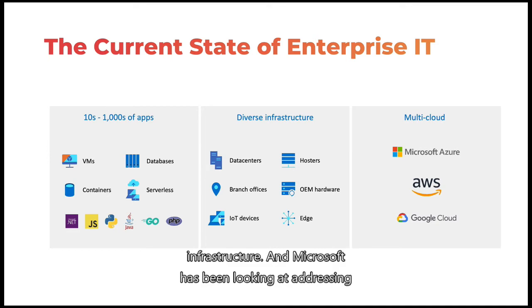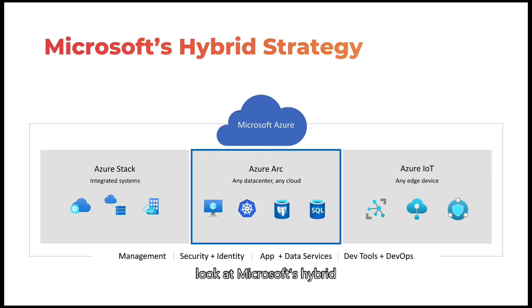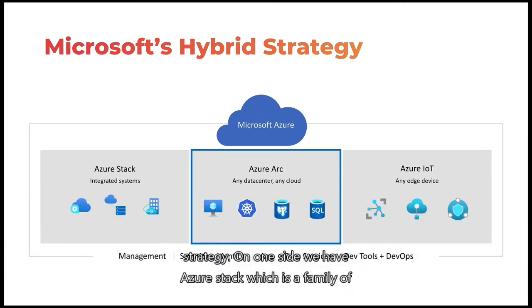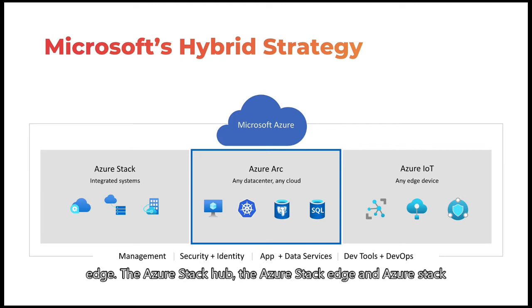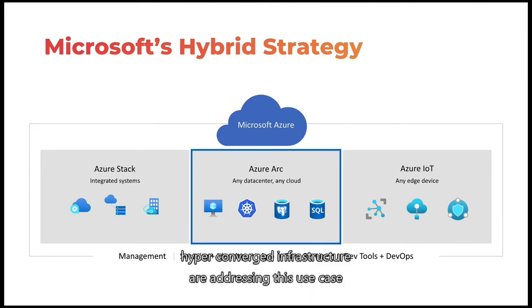Microsoft has been looking at addressing this issue through a couple of initiatives, particularly if you look at Microsoft's hybrid strategy. On one side, we have Azure Stack, which is a family of products that address how to bring public cloud-like capabilities all the way to the enterprise data center and the edge. The Azure Stack Hub, the Azure Stack Edge, and Azure Stack Hyperconverged infrastructure address this use case where customers can run cloud-capable and cloud-enabled services within their environment.